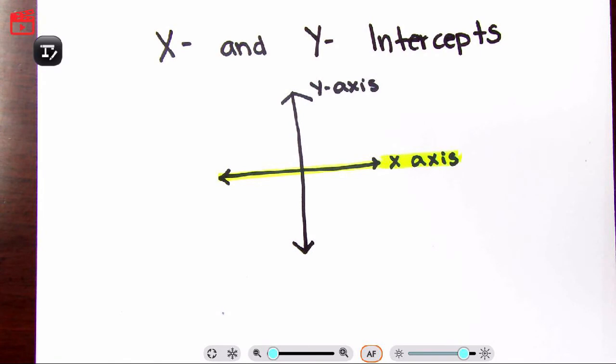In today's video, we're going to be talking about X and Y intercepts. As always, disclaimer time: if I make a mistake, I am human. Let me know where the mistake occurs so that we both can learn from it.